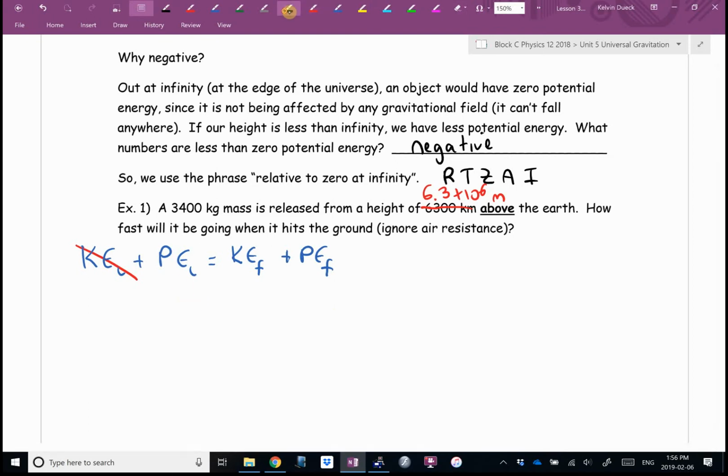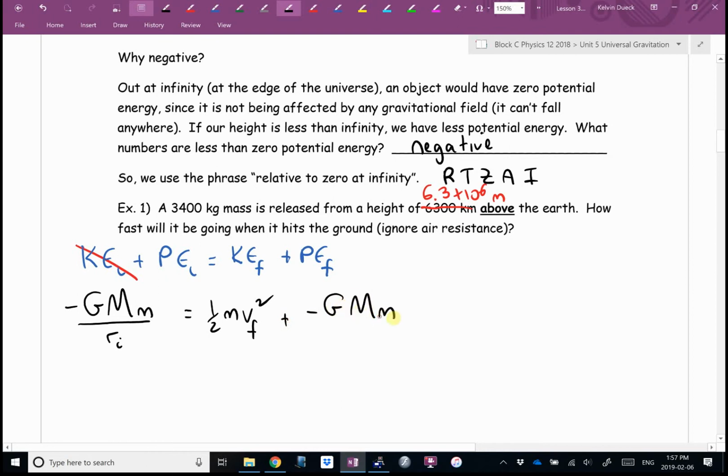Potential energy. Don't write this down. Why would that be wrong? Yeah, we're cosmic now. So I have to use our new cosmic potential energy, which is negative big G, big M, little m over R initial equals a half m v final squared. That one hasn't changed. Plus negative big G, big M, little m over R final.